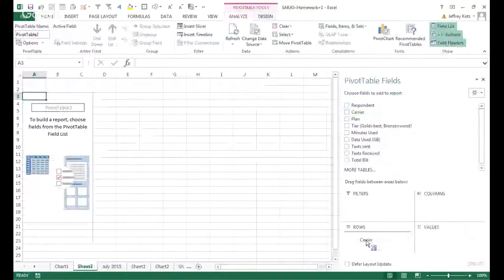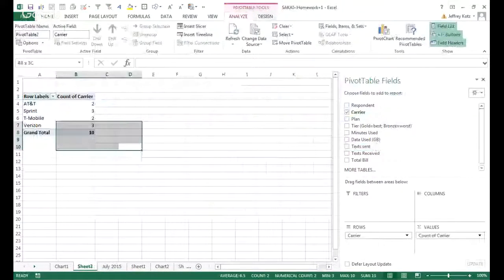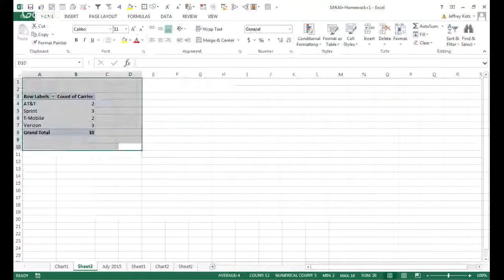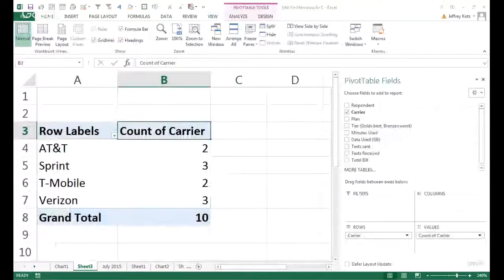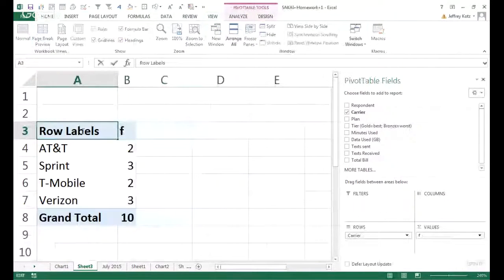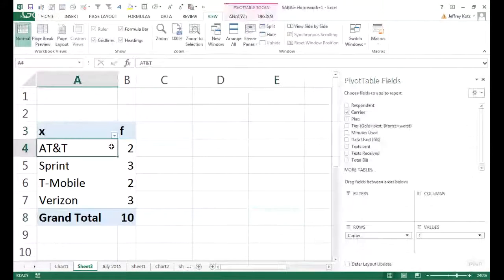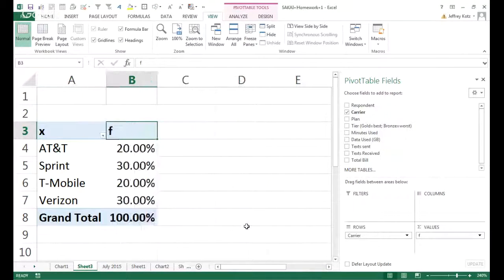I can look at the different carriers which are used and count them. So I can see that there were 4 different carriers used. The frequency F for this particular variable, this variable could be X, 2 out of 10 is the frequency out of the total. If I want to talk about that in terms of relative frequency, I can show values as percent of column total. So 20% are AT&T, and that's the relative frequency when the actual frequency is 2.